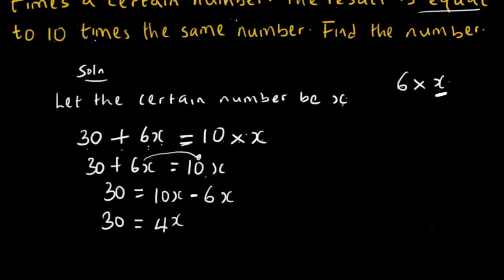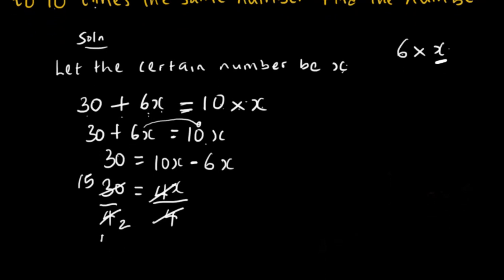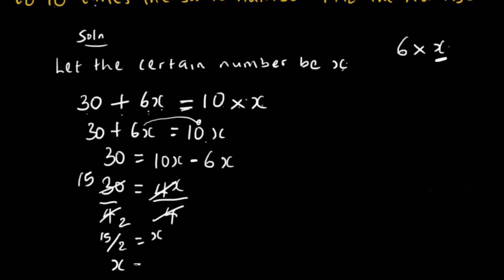Do you understand? So to find x, we divide both sides by 4. 4 cancels 4. 2 in 4 is 2. 2 in 30 is 15. So we have 15 over 2 equals to x. Which means that x equals to 15 over 2. And this is our answer. So I hope you understand perfectly.